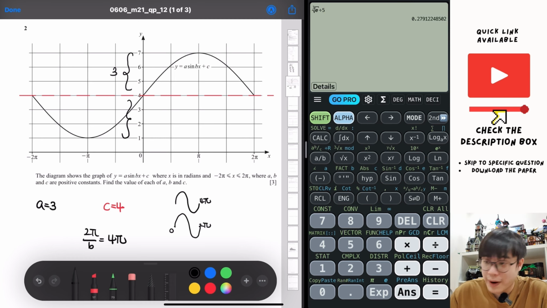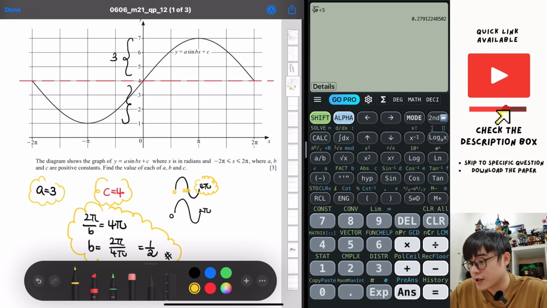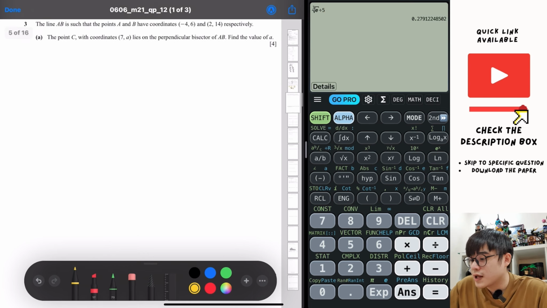Okay, so you must know that if half of it is only under 2 pi, which means that we will go through another 2 pi to get to the end. So this 4 pi here, you must know how it works in order to secure the marks for this question. Okay, so this is for your question 2 here. Let's go on to question 3.